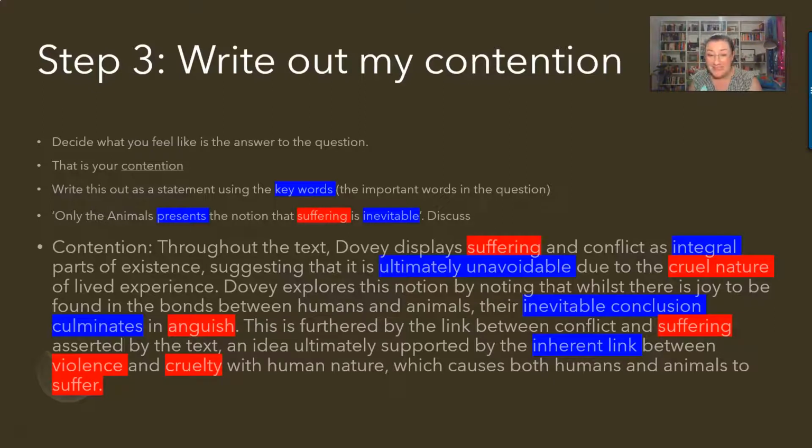So my answer is that suffering and conflict are both parts of our existence, that by being on earth, you are going to encounter suffering and you're going to encounter conflict. And that's because it's unavoidable. It's the nature of what it's like to live in the world. Okay? And then the next bit is about humans and animals.